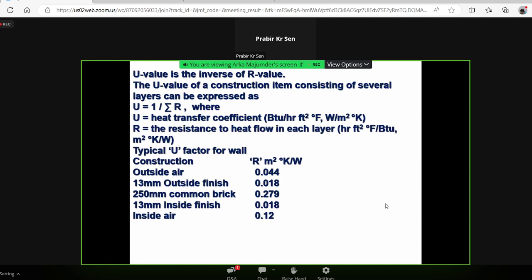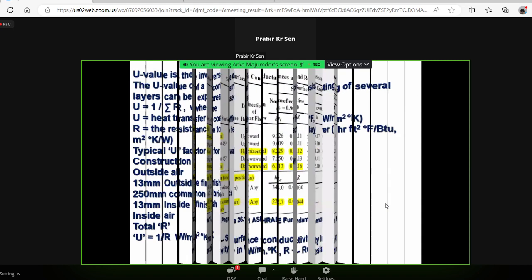If you come to USA or any other cold country, you have to add another element here, thermal insulation, which is not there in Indian buildings. Next. Yes, total R. So adding all these together is 0.47, and the inverse of that is 2.086. So the U value for the outside wall is coming as 2.086 watt per meter square degree Kelvin.